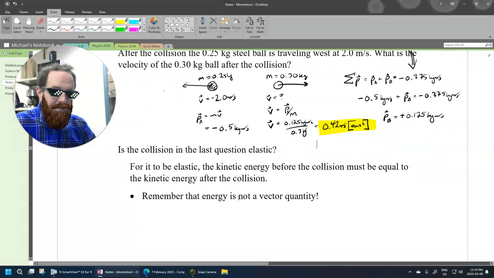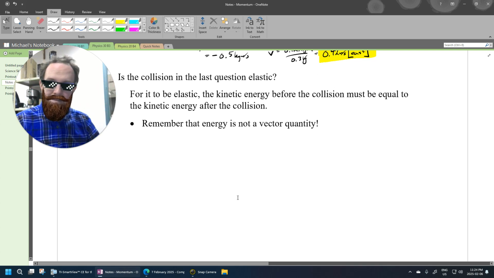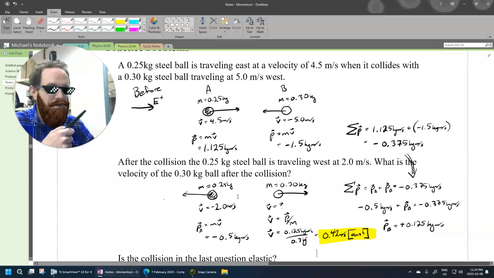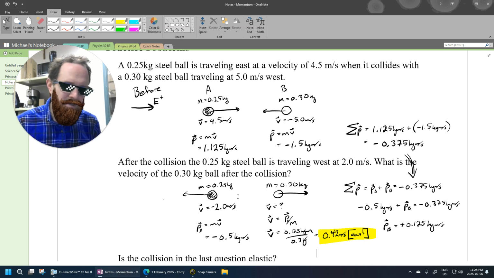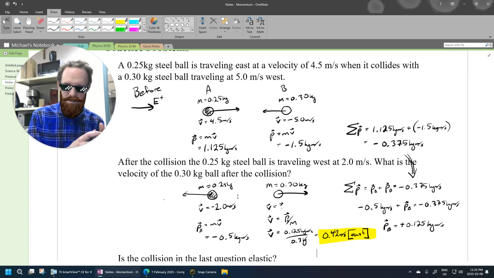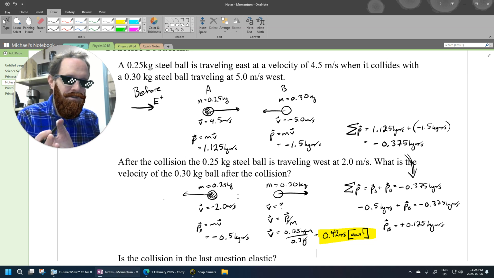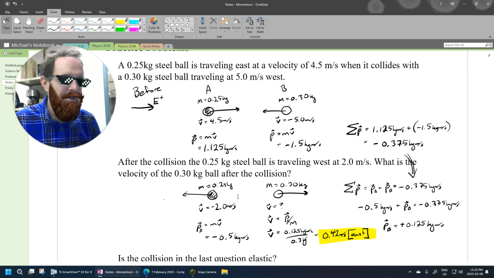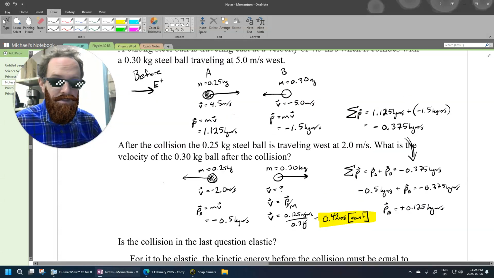The next thing: is this collision elastic? So how do we figure out if it's elastic or not? Similar to what we had before, we made the assumption that this is an isolated system. But to figure out if it's elastic, we have to figure out if the kinetic energy is conserved, not the momentum. Momentum is conserved, I made that assumption. Most of these questions, we're going to make that assumption that it's isolated. It doesn't have to say it's isolated, but we'll make that assumption.